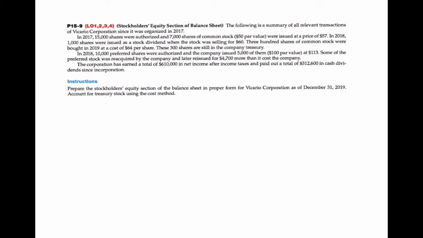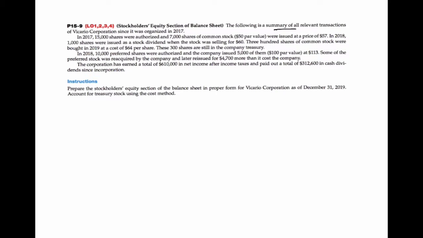Okay, this is problem 15.9, and it's focused on the stockholders' equity section of the balance sheet. And we are given the following summary of all relevant transactions of Vicario Corporation since it was organized in 2017. In 2017, 15,000 shares were authorized.